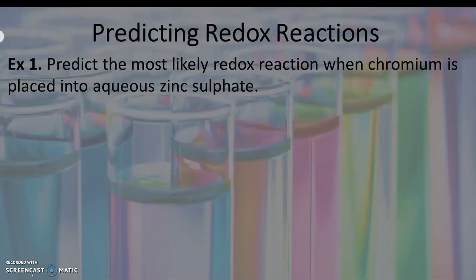So chromium is in its solid form, so chromium solid is placed into aqueous zinc sulfate. Zinc sulfate is an ionic compound, so it would dissociate into its ions. So I would have a Zn2+ aqueous ion, and sulfate is an SO4 2- aqueous ion. And because this reaction is happening in water, I always include water as part of my reactants.